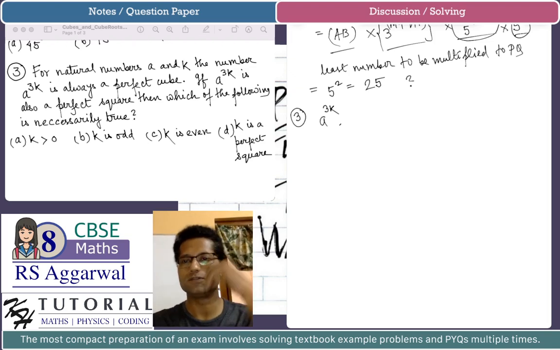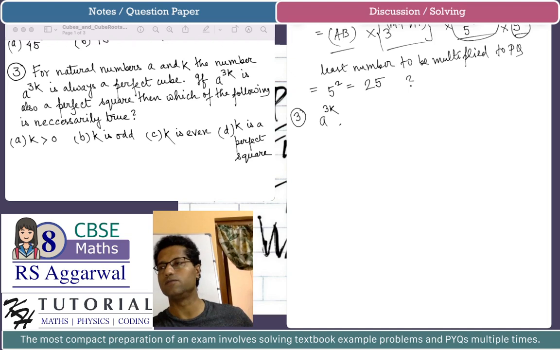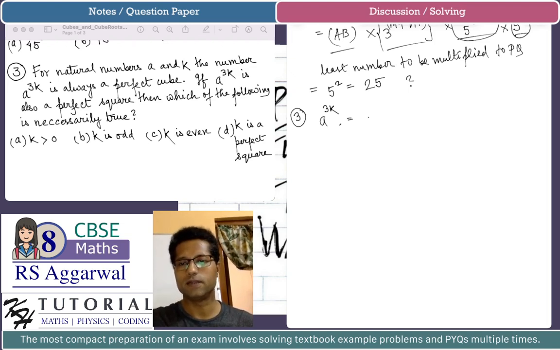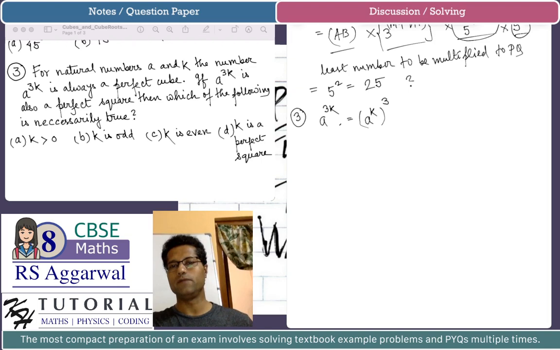So any natural number raised to a power which is a multiple of 3 is always a perfect cube, because we can always write it as a to the power 3k, we can write it as a to the power k, and this whole raised to the power cube. So definitely this a to the power 3k is a cube of a to the power k. So a to the power 3k is a perfect cube.